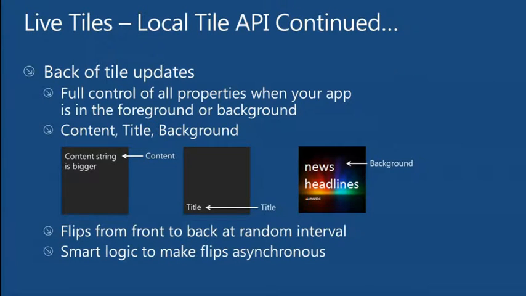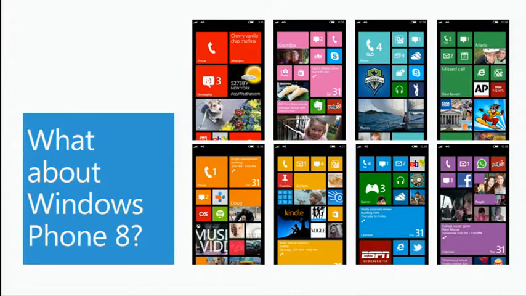There's flips that happen. You may have noticed that if you're using a Windows Phone. You'll see that tiles will flip at random intervals. Again, that's controlled by the operating system. And there's just some interesting smart logic that we've done that takes care of that. So now that we've talked about Windows Phone 7, let's talk a little bit, and I can only say a few things because we haven't announced a lot yet, about what's coming in Windows Phone 8.